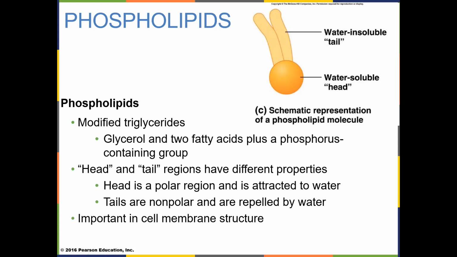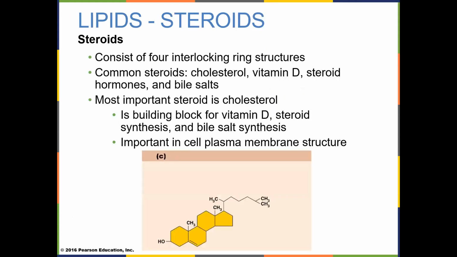When we form the bilayer, what we call the cell membrane, the tails point inward and the heads are out. So the inside of the cell has the heads facing it, and the outside of the cell has the heads facing it. And this is what makes up our cell membrane. This is what restricts the movement of molecules across the cell membrane, either from the outside in or the inside out. So phospholipids are a modified triglyceride.